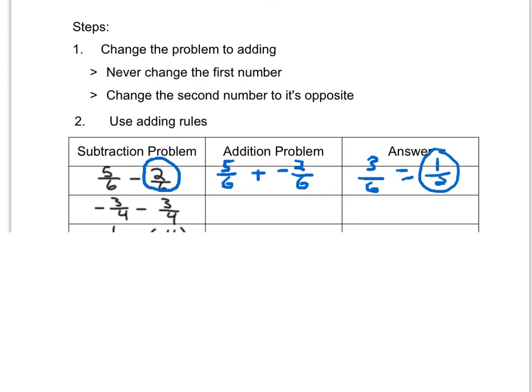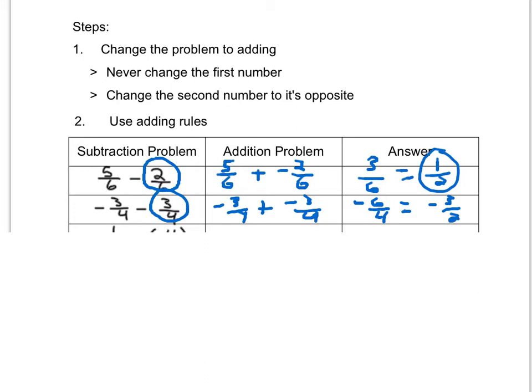Alright, so now I've got negative 3/4 minus 3/4. Again, I keep the first number the same. I change the minus to adding. And then I change this number to the opposite, so I got to change it to negative 3/4. Well, negative 3/4 plus negative 3/4, that is negative 6/4. That is not reduced. When I reduce this, you don't have to make it a mixed number. You can just reduce the fraction itself. This goes to negative 3/2.